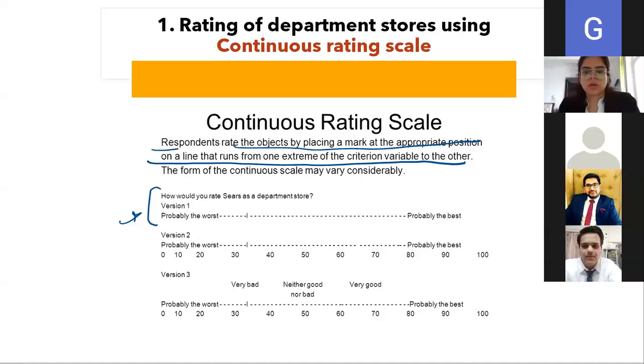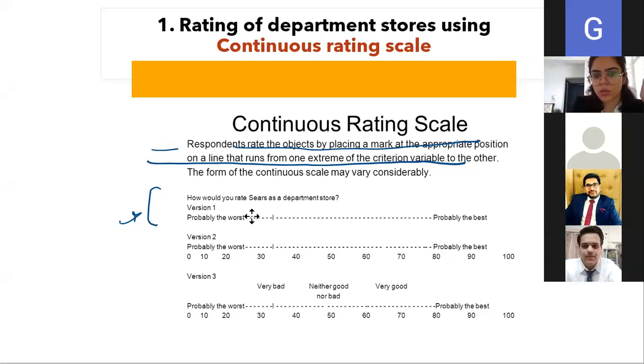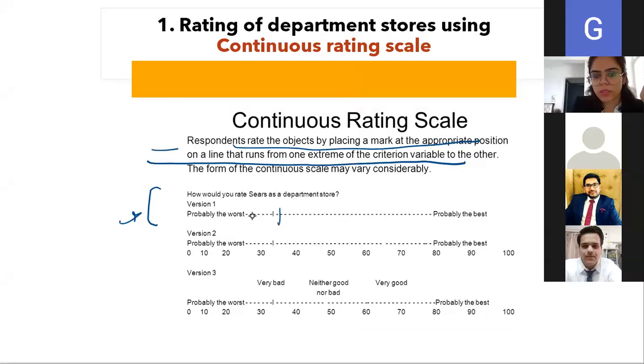Okay, so in a continuous rating scale, basically you are giving a continuum. You are not giving any numbers. It's more of a graphical approach, where you say, okay, this is the worst and this is the best. And the respondent judges by the closeness, or maybe by a slider. Okay, this product should be here, or the rating that you are going to give is somewhere here, probably the best. See, there are no markings given here. This is the continuous rating scale, but there are different versions of this scale as well.